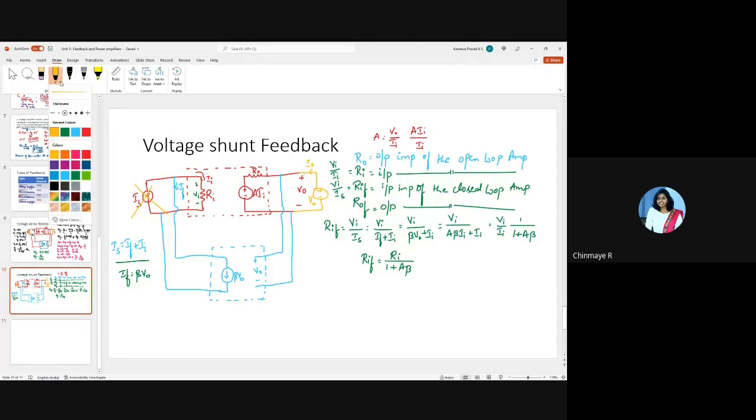So now let's solve for the output impedance of the amplifier. Applying KVL to the output loop, I can write V naught is equal to I naught R naught plus A times Ii. Correct? So now what will Ii be equal to?